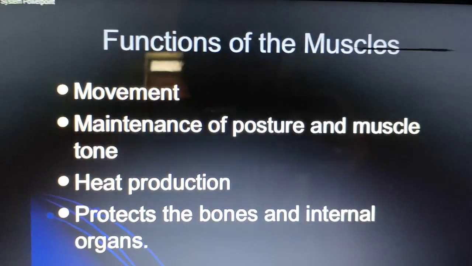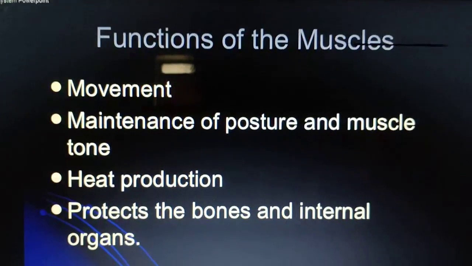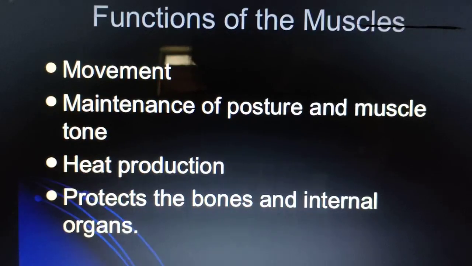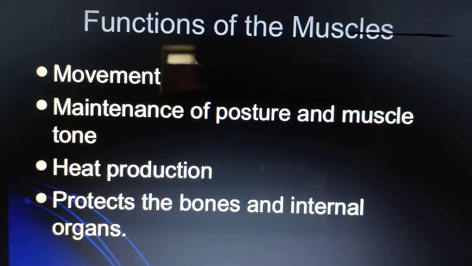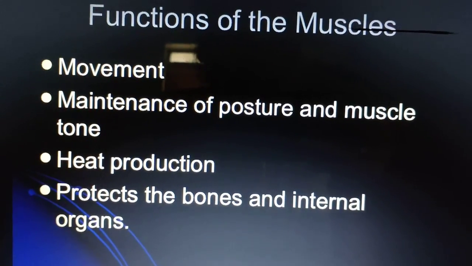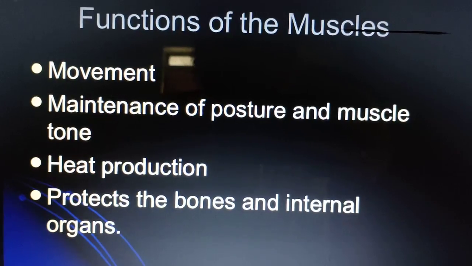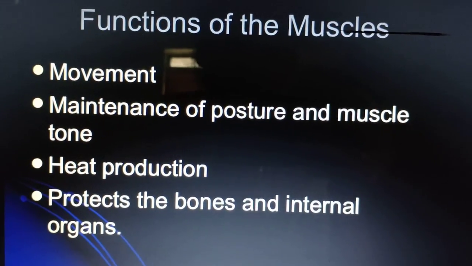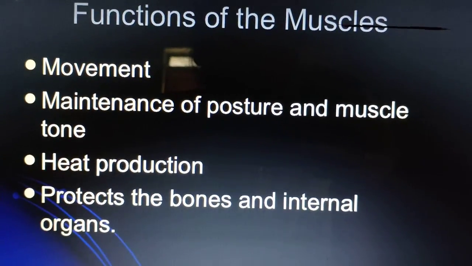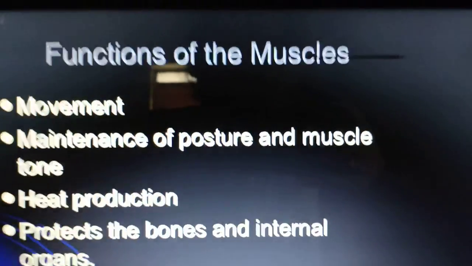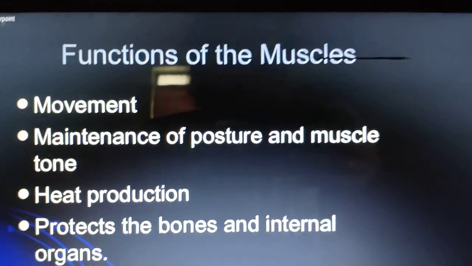Once again, we'll have a review of those functions. The functions of muscles: the first one is movement, and the second is maintenance of posture and muscle tone, and heat production. And the last function is that it protects the bones and the internal organs. So this is the summary of the functions of the muscles.